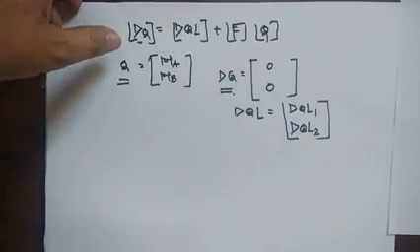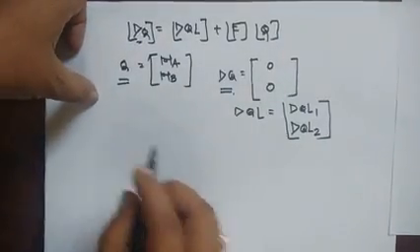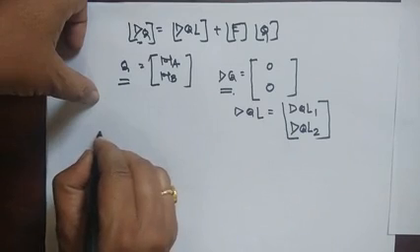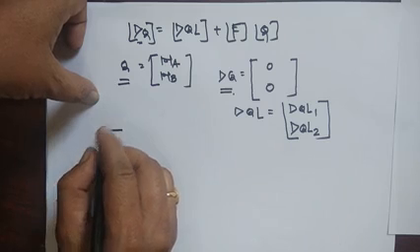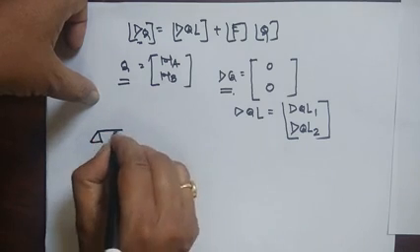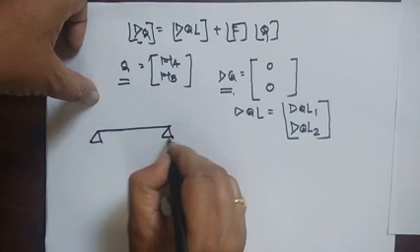So now we first develop the flexibility matrix. So here at coordinate 1, this is our coordinate 1.